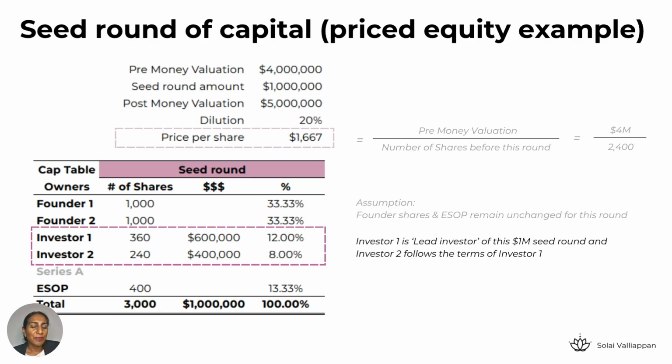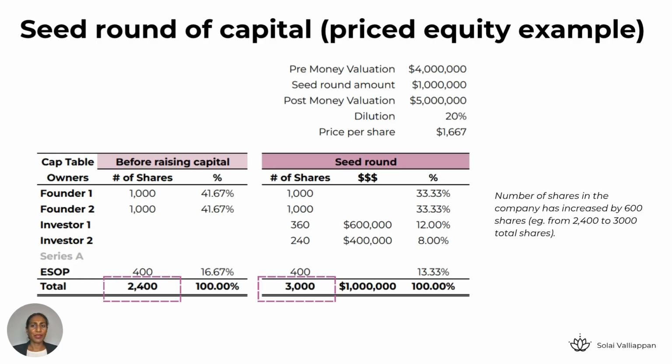In this example, investor one is the lead investor of the $1 million seed round, and investor two is following the terms of investor one. So investor one puts in $600,000, and investor two takes the balance of $400,000. That's the $1 million investment. Before the capital round, there were 2,400 shares. After $1 million of investment, with the pre-money being $4 million, we now have an additional 600 shares. So the total number of shares has gone up to 3,000 shares.